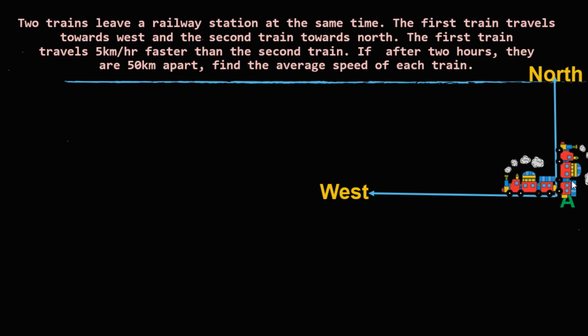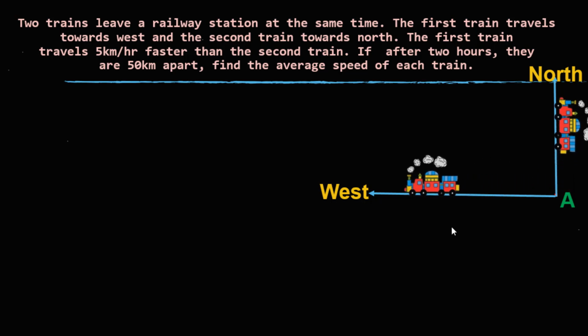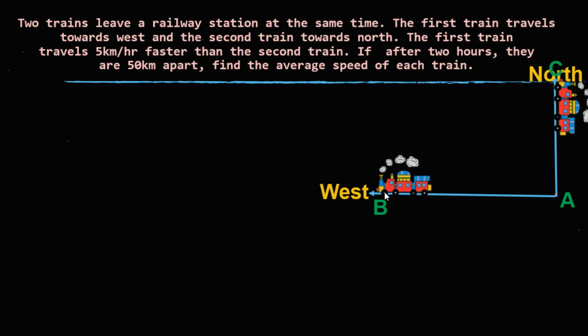Now let us take the two trains at the railway station, that is at point A. These are the two trains starting from the railway station at the same time, and they travel for 2 hours. After completion of 2 hours, let us assume their respective positions as the points B and C. Here B is the position of the first train and C is the position of the second train after completing the 2 hours journey. In the problem, the distance between these two trains after 2 hours is given as 50 kilometers.